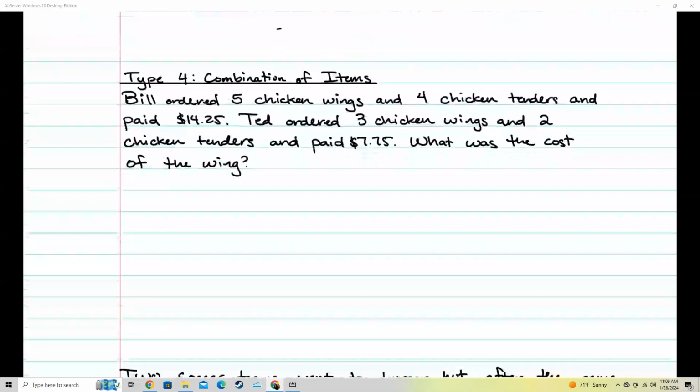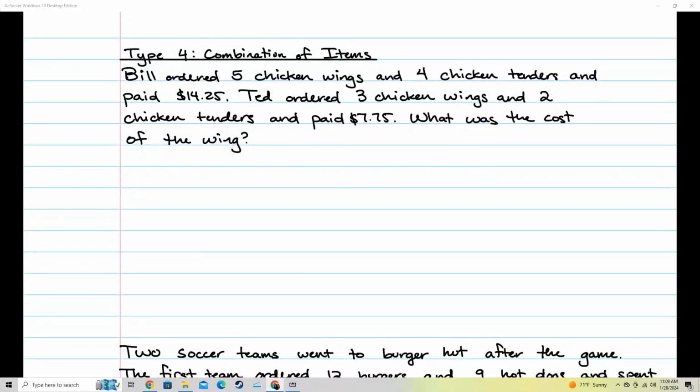But before we do that, we need to define our variables. What is the question asking me? The question is asking me what the cost of the wing was. So do I know how many wings were ordered? Yes, I do know how many wings were ordered. 5 chicken wings for Bill and then 3 chicken wings for Ted. So I'm not going to say let W represent the number of wings because I know how many wings were ordered. The question is asking what was the cost of the wing.